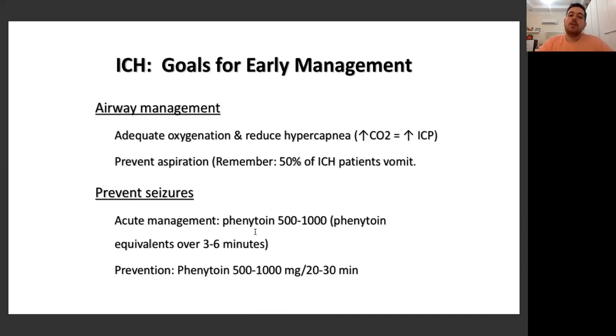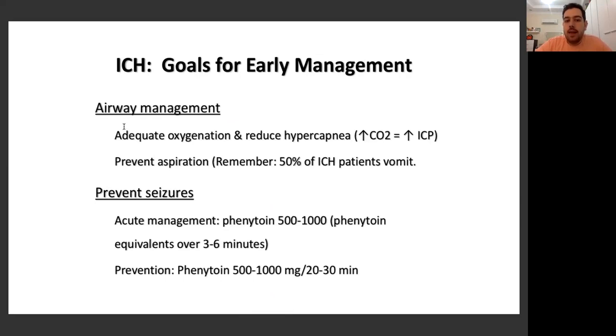So how do we manage patients with intracerebral hemorrhage? Again, we cannot give them TPA, so it's mostly supportive management. Unfortunately, we don't have much to offer them, except that we need to avoid them developing new complications, and from deteriorating, of course.